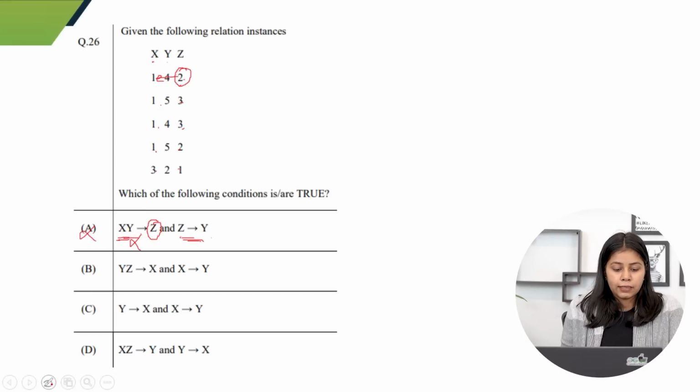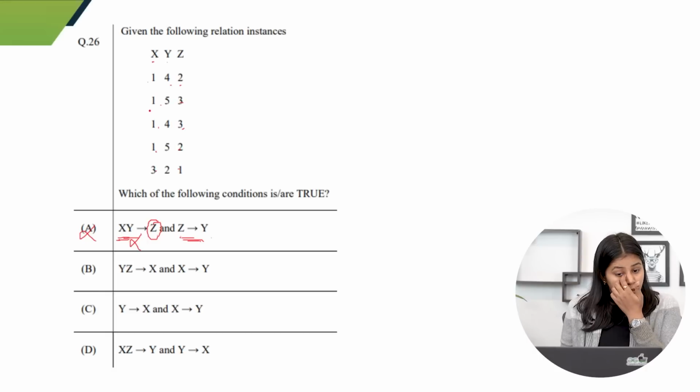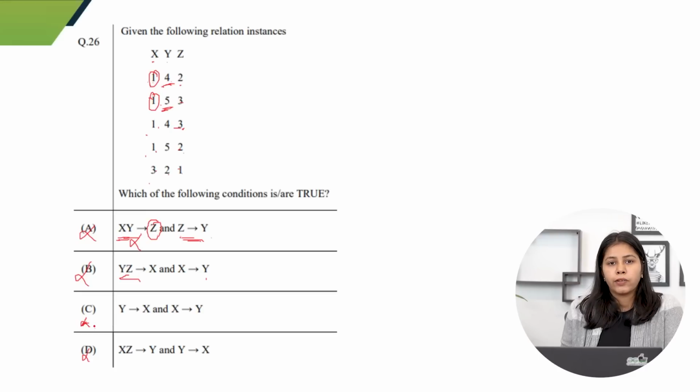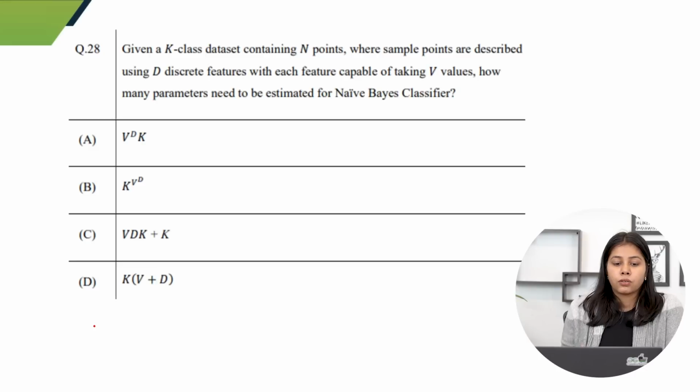Simply, if I go for yz implies x, right? If I go for this relation yz implies x, so 4 2 gives me 1, 5 3 gives me 1, 4 3 gives me 1, 5 2 gives me 1, 2 1 gives me 1. All the inputs are distinct. So this is true. But when I take x implies y, that means 1 implies 4, 1 implies 5. So a single value is mapping to two values, 4 and 5. So B is also incorrect. Simply you can check that C and D are also not matching. So I think there is some error in the question. I'll go through it later, and we'll let you know if there is an error in the question or anything like that.